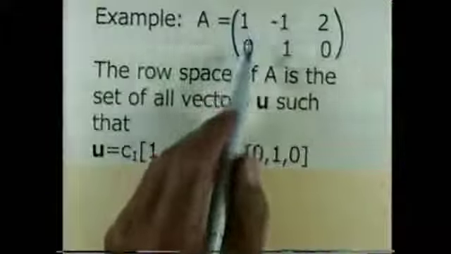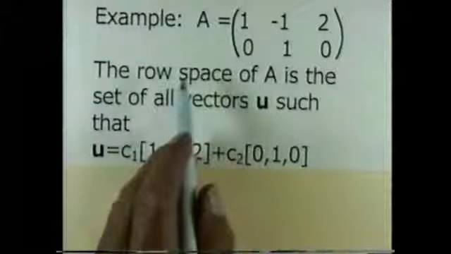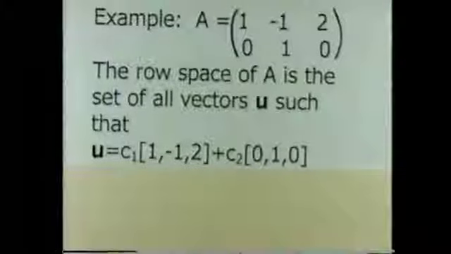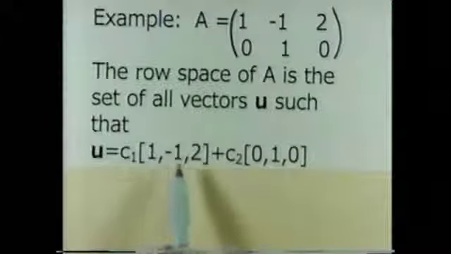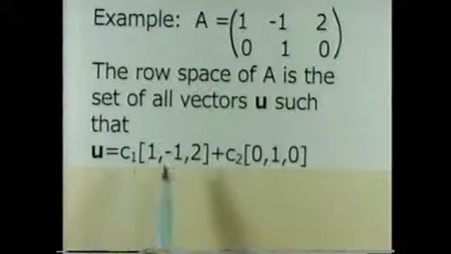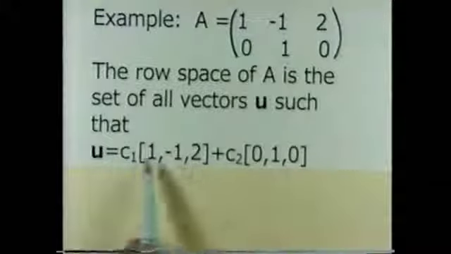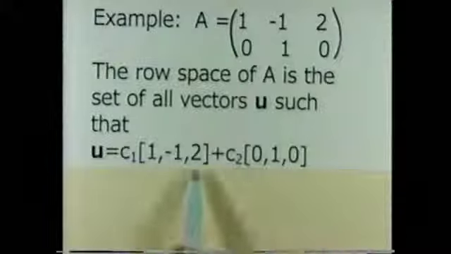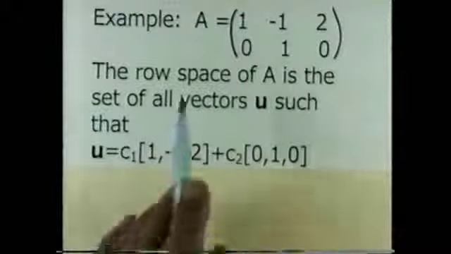So the row vectors will span the row space of A. The row vectors will span the row space of A. So that means the row vectors will form a linear combination of the set of all vectors in the row space.